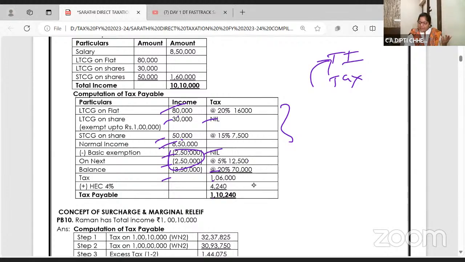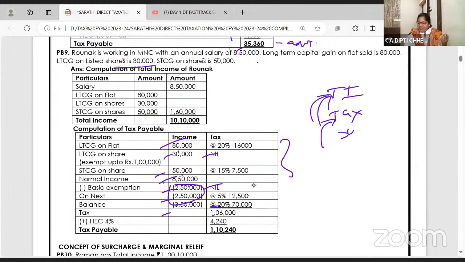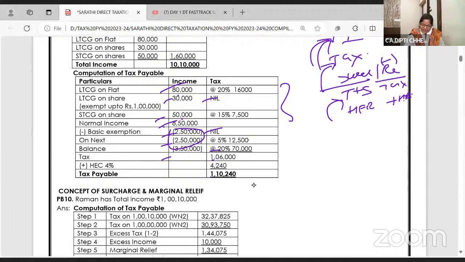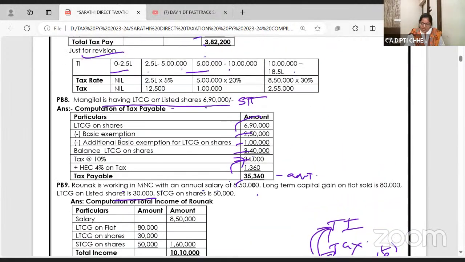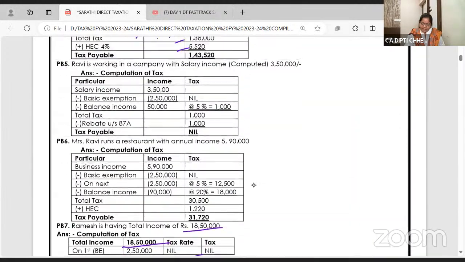On total income, tax is calculated. On tax, surcharge. On tax plus surcharge, cess. And ma'am, if there is rebate, then tax minus rebate. And then what is tax payable? Health and education cess. Is it looking like a prayer? Then good. All the problems I have solved now are clear.